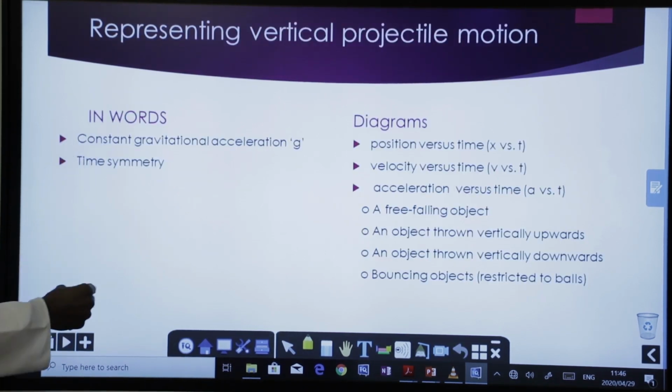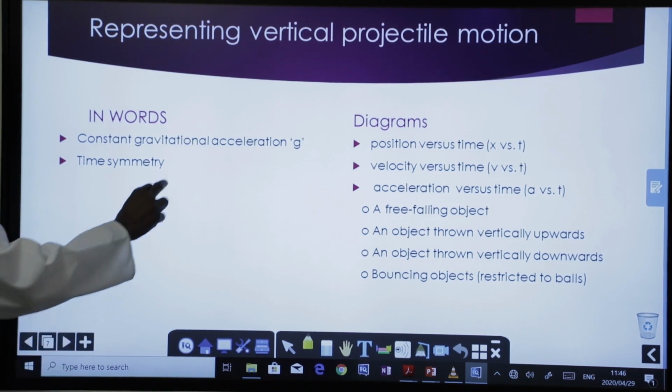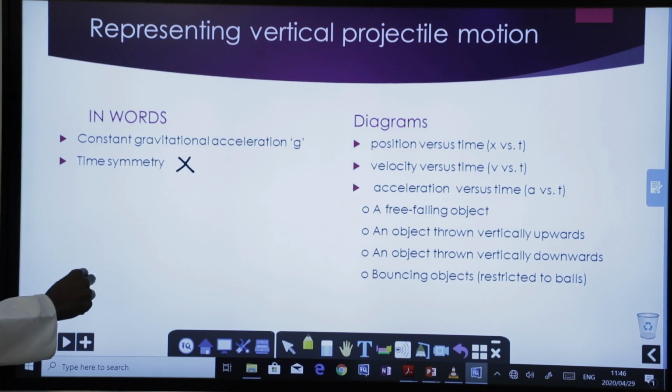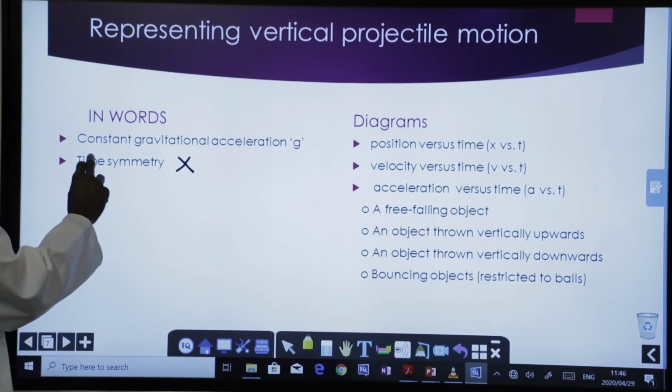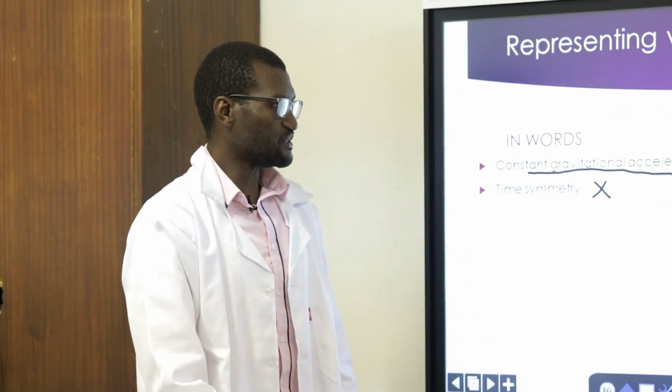We have represented vertical projectile motion in words. I've explained the time symmetry involved, and that there is a constant acceleration due to gravity. That does not change whether an object is going up or coming down.